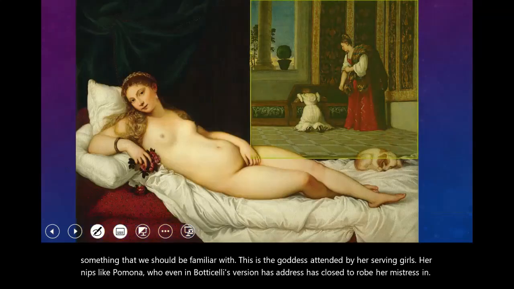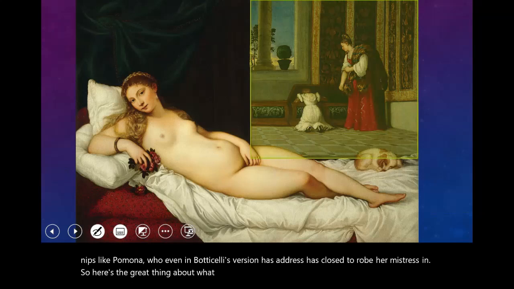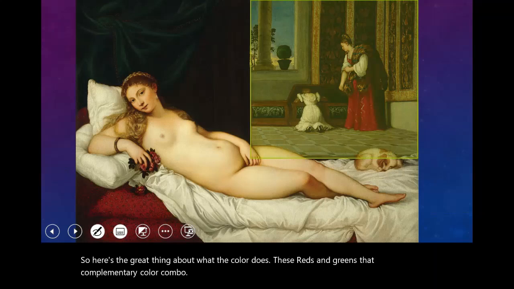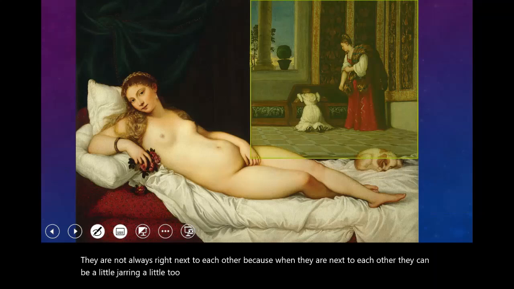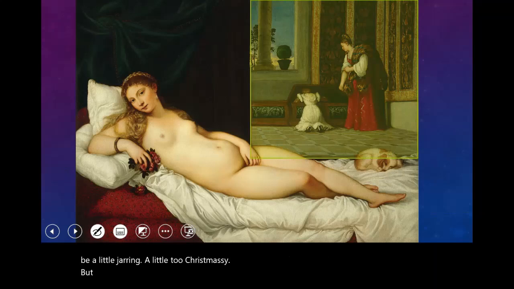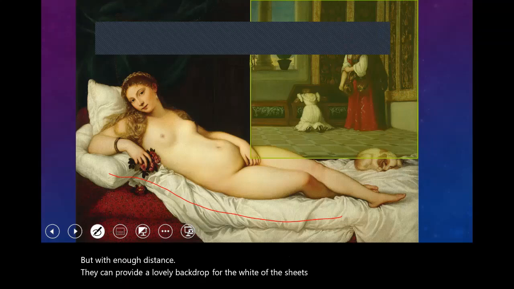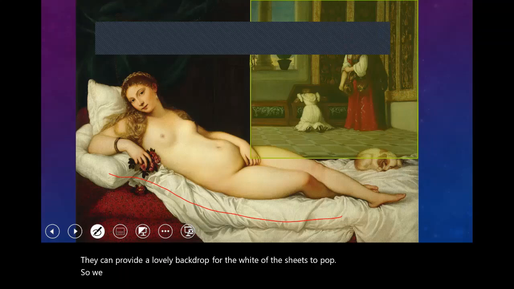So here's the great thing about what the color does. These reds and greens, that complementary color combo, they are not always right next to each other, because when they're next to each other, they can be a little jarring, a little too Christmassy. But with enough distance, they can provide a lovely backdrop for the white of the sheets to pop. And so we have echoes of red, echoes of green, echoes of white.